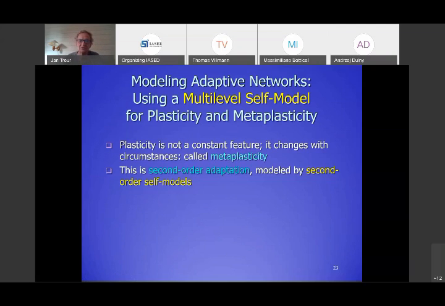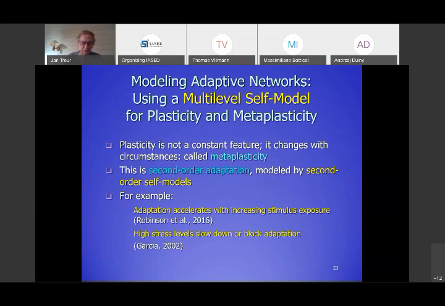Well, that's called in the literature metaplasticity, and for adaptation you can say it is second order adaptation, because what you do is you adapt the first order adaptation. You make adaptations on the learning, for example, and learning itself is first order adaptation, and therefore the adaptation type is second order. So these are two things from the neuroscience literature.